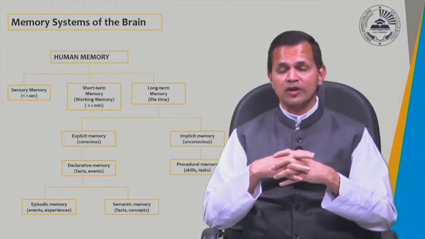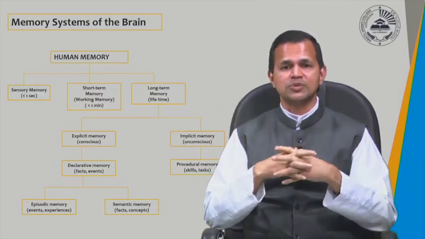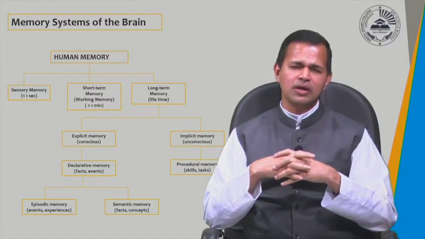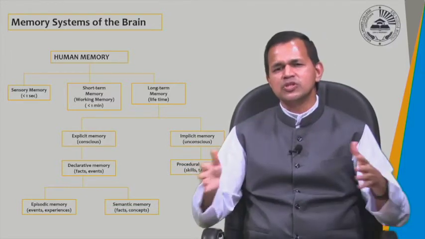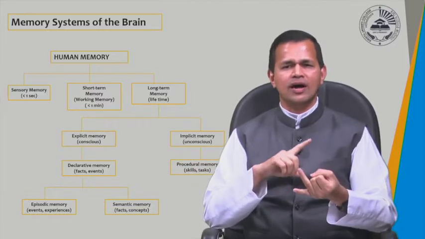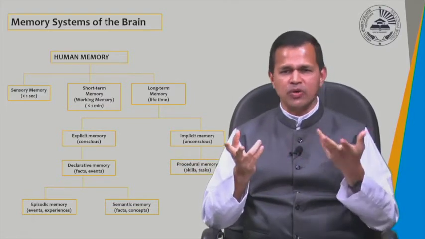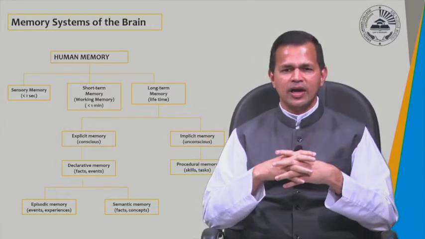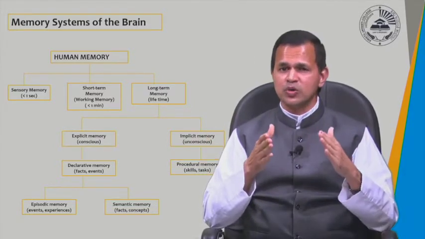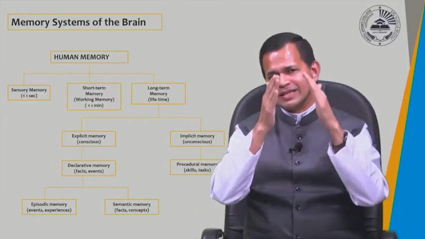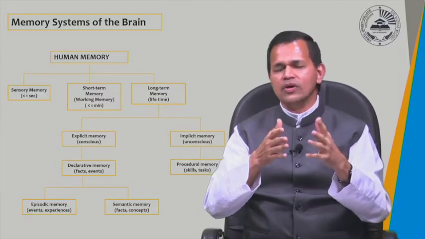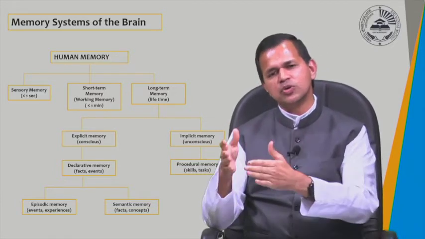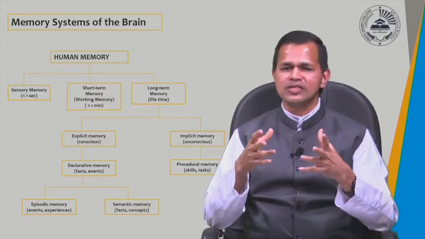And long-term memory is definitely something which is being stored in our systems for really some time. This long-term memory can also be looked at through another set of divisions, which is called explicit memory and implicit memory. The word explicit, as we know, is conscious memory. Implicit is unconscious memory. And explicit memory can be understood as declarative memory, which includes facts and events. And that again can be understood in terms of episodic memory and semantic memory.